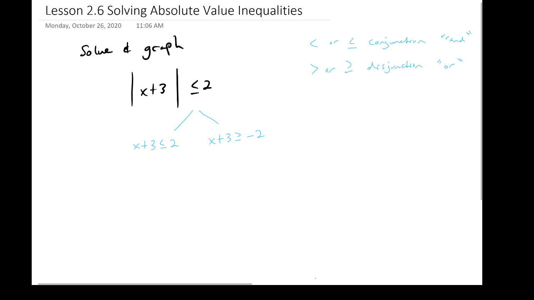So here we go. We're going to do a minus 3 on both sides. That's going to cancel out. x is going to be less than or equal to negative 1. That one's done. Minus 3, and x is going to be greater than or equal to negative 5.